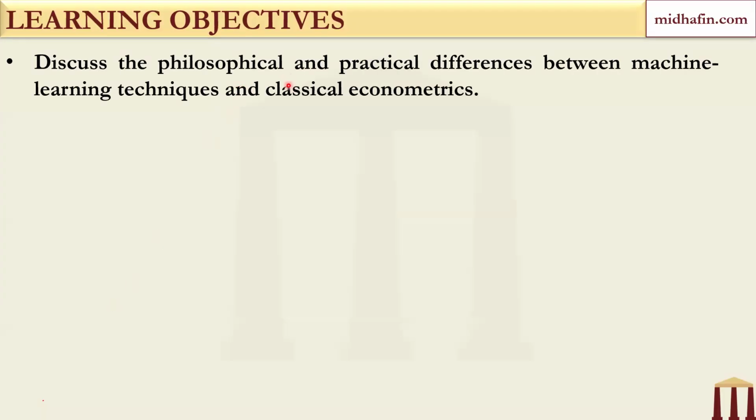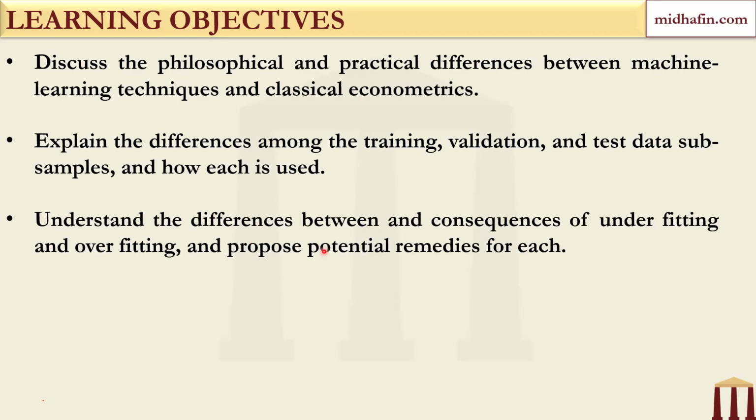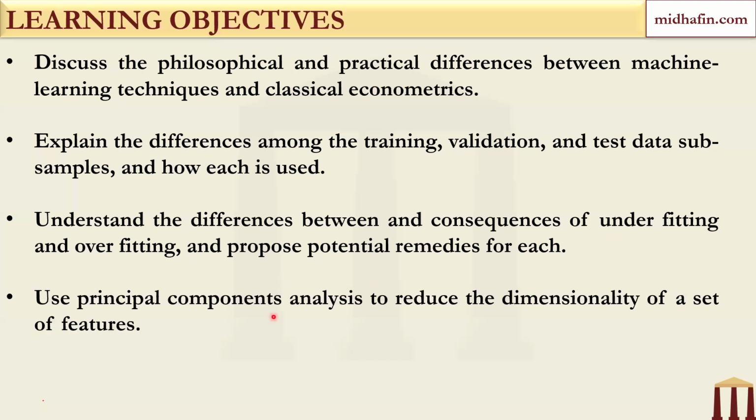Okay. So these are the learning objectives: philosophical and practical differences between machine learning techniques and classical econometrics; differences among the training, validation, and test data set samples, and how each one of them is used; understanding the differences between and consequences of underfitting and overfitting, and proposing solutions.